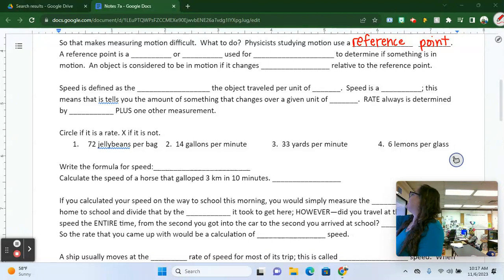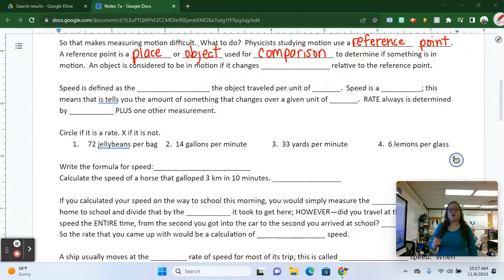A reference point is a place or object used for comparison to determine if something is in motion. An object is considered to be in motion if it changes position relative to the reference point. So, like I said, distant star that is so far away it doesn't seem to move. It's our fixed spot, and then we see how the other things relate to it. If we're measuring a track team, how fast they go, the one person stands and measures the time it takes for them to get back around to the line where they started.